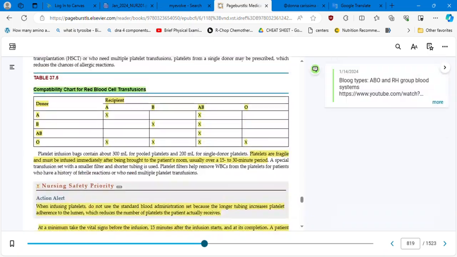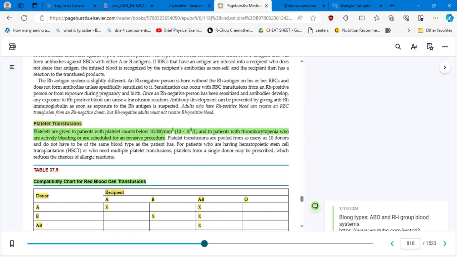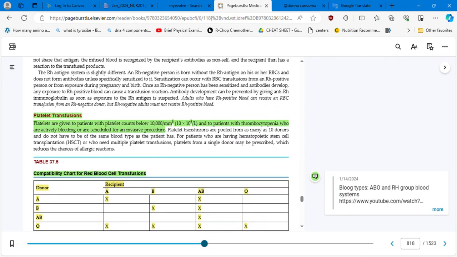That's all for chapter 37, Concepts of Care for Patients with Hematologic Problems. I know it's a heavy chapter, but I tried to include most of the information that I am sure you will see in your NCLEX exam.